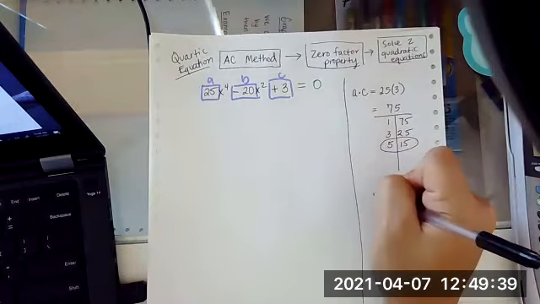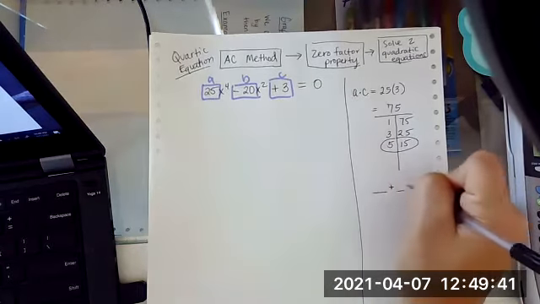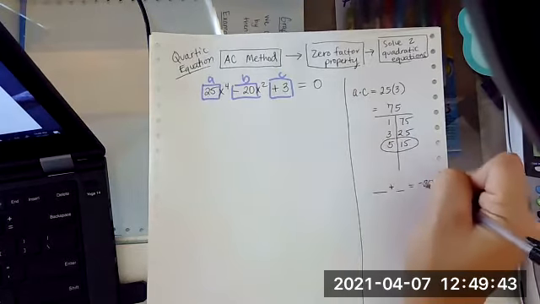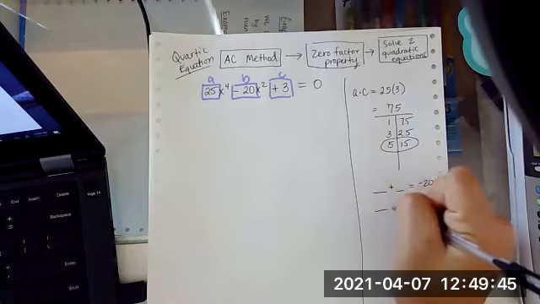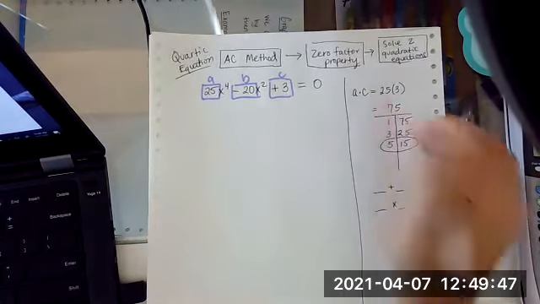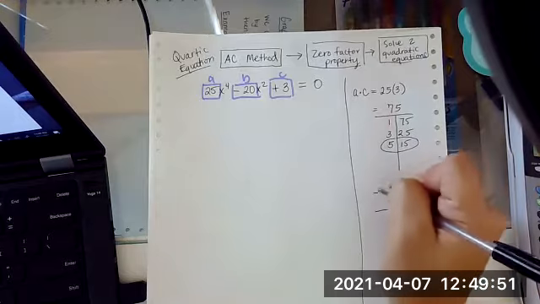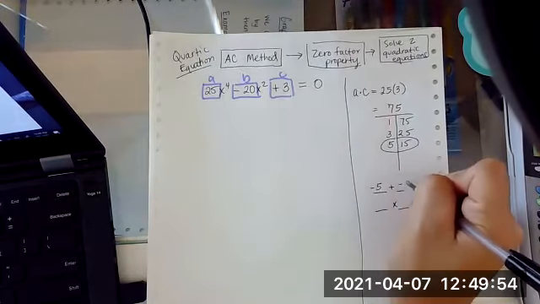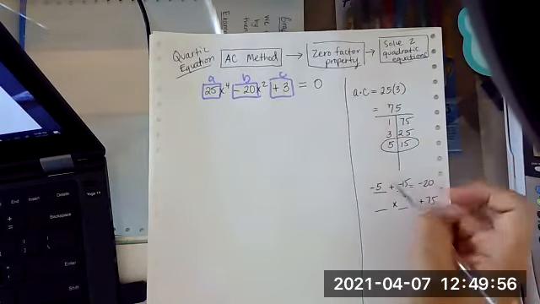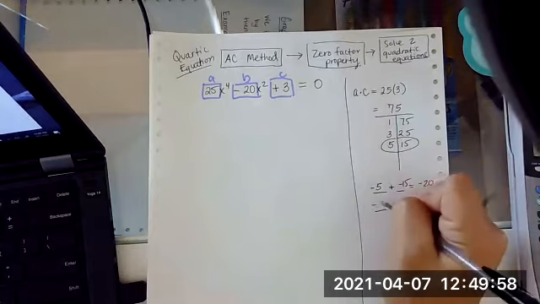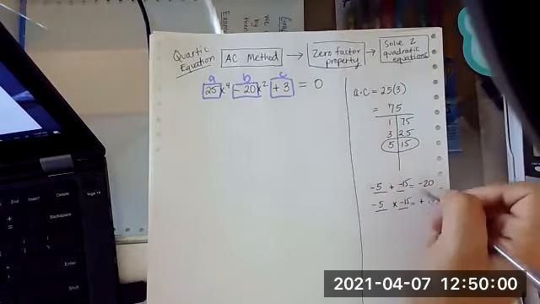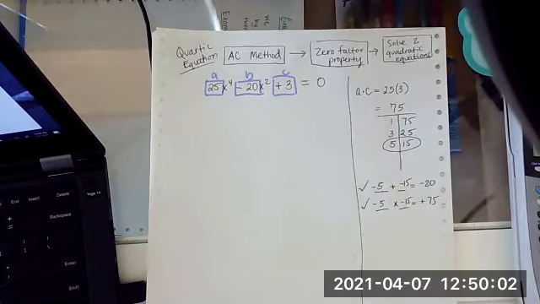But remember, you need these two conditions. You need to be able to add these numbers to get negative 20. And you also need to be able to multiply these numbers to get the positive 75. So in this case, we can make them both negative, since that will add to give us a negative and it'll multiply to give us that positive. So both those conditions work out.